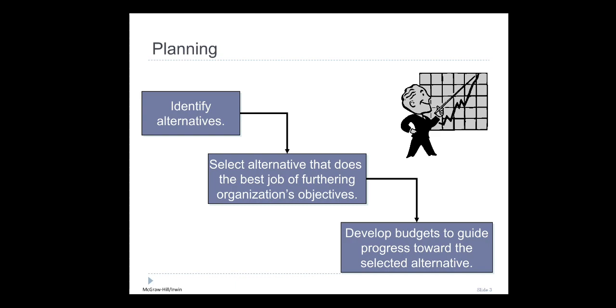Okay, what is planning? Planning is charting the purpose or things to do for a business in the future. These are activities related to planning. First, identify alternatives, and then select the alternatives that do the best job for furthering the organization's objective, and then develop budgets to guide the progress towards the selected alternative.